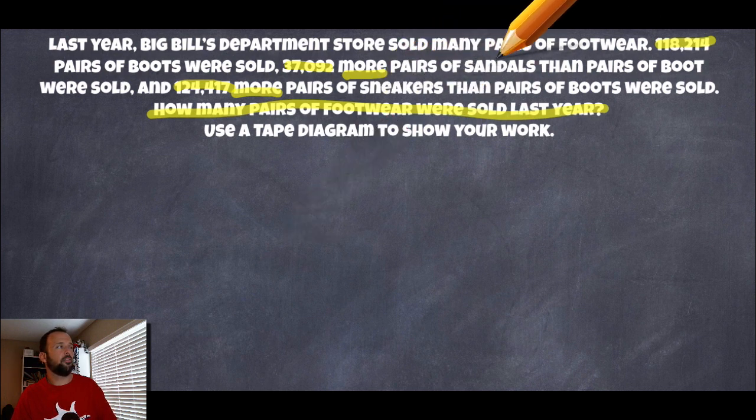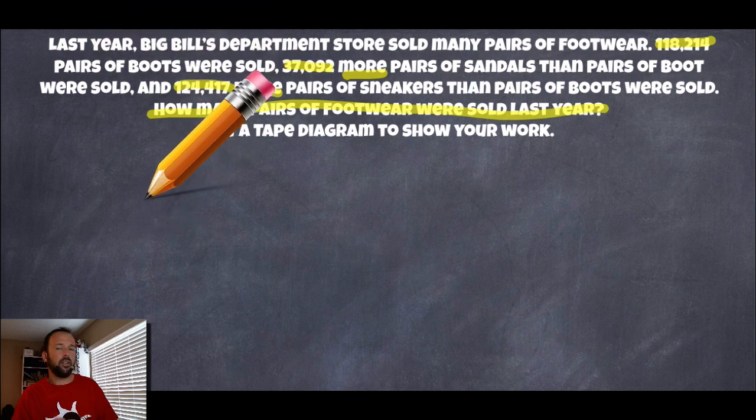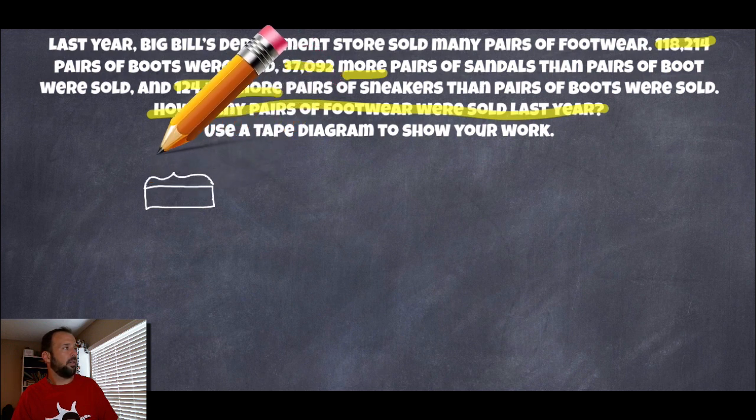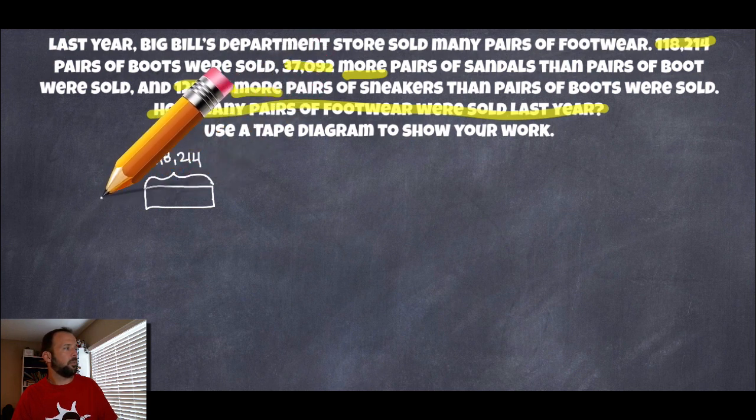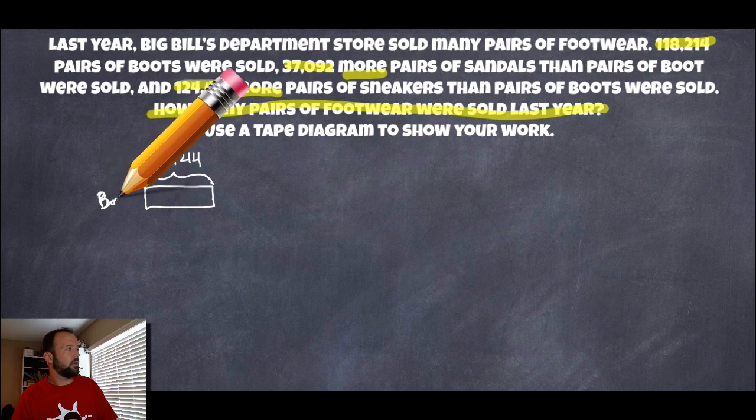Okay, so using my information from the problem, I know that they sold 118,214 pairs of boots. So that's one number that I know right off the bat. So I'm going to draw a rectangle representing that. This will be the number of boots they sold. And they sold, let's see, 118,214. So that's going to be for my boots. So I'm going to put a B out here for boots. You know what, I'll just go ahead and write out boots so I don't forget. So here's my boots, okay?